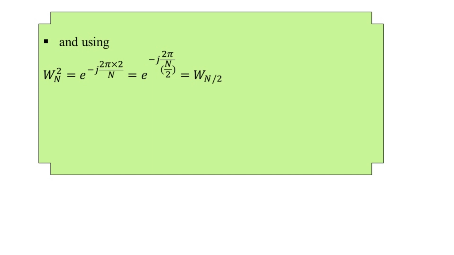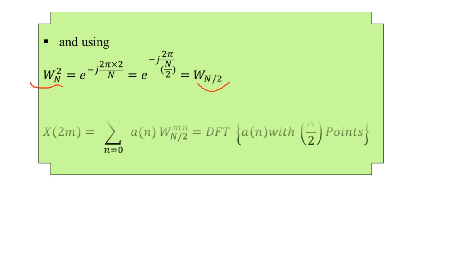So this is the most important relation to convert this twiddle into this particular form, that gives capital X of twice m to the form where we write the summation n equal to 0 to capital N by 2 minus 1 operated over small a of n multiplied to the twiddle W suffix capital N by 2 to the power small m small n. So this is nothing but the DFT operated over a of n with capital N by 2 points, which means half of the points here.